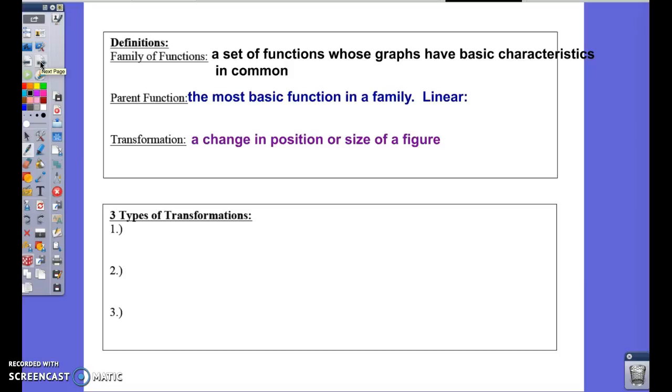A family of functions is simply a set of functions whose graphs have the same basic characteristics in common, and the parent function is the most basic function in a family. And then a transformation is simply a change in position or size of a figure. And we're going to be looking at three different types of transformations today.